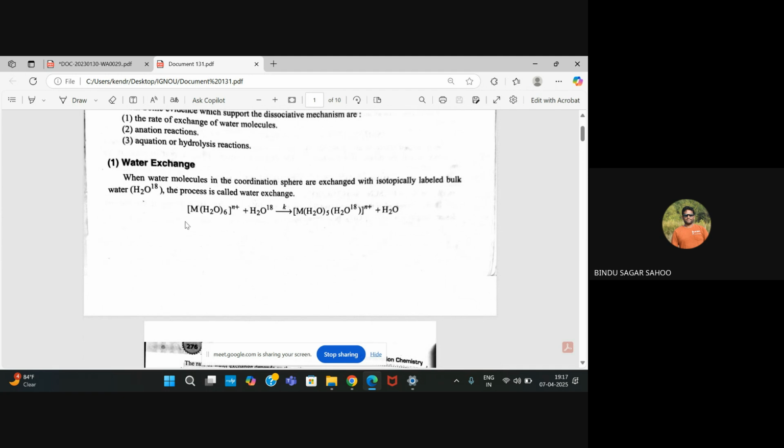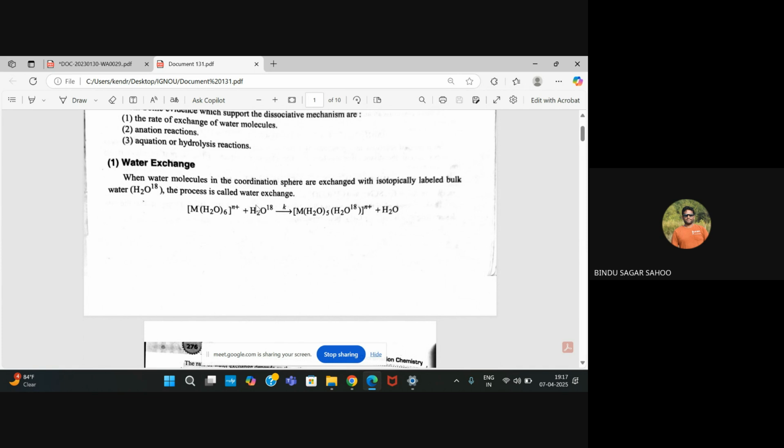In the water exchange reaction, we can see a metal complex attached to six water ligands. Here the incoming ligand will be an isotopically labeled water molecule. Why are we using an isotopically labeled water molecule? If you replace one water ligand from the complex, this isotopically labeled water can enter the complex, so you can easily identify it. If the same water molecule is present, you cannot easily identify whether the same ligand went outside or the same ligand entered inside.